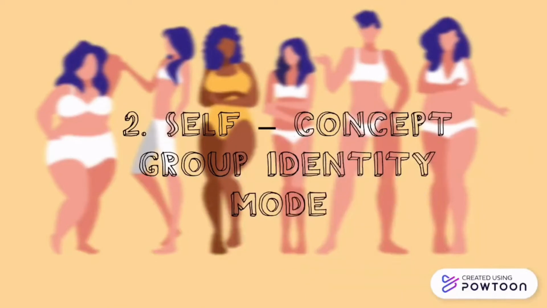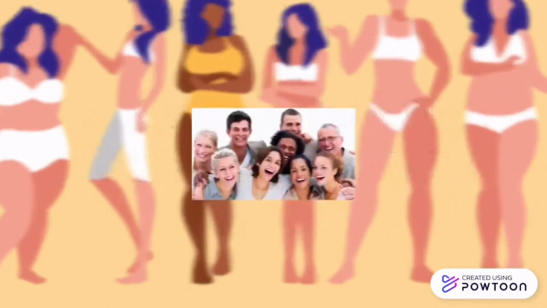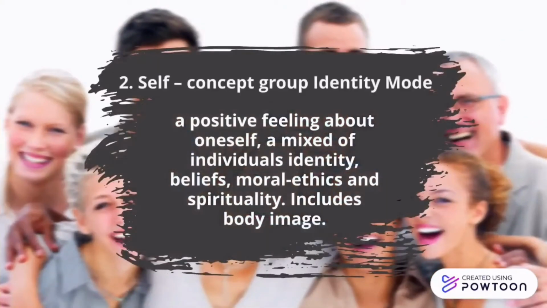The second mode is the self-concept group identity mode. The self-concept group identity mode is a positive feeling about oneself, a mix of the individual's identity, beliefs, moral ethics, and spirituality. It includes body image.